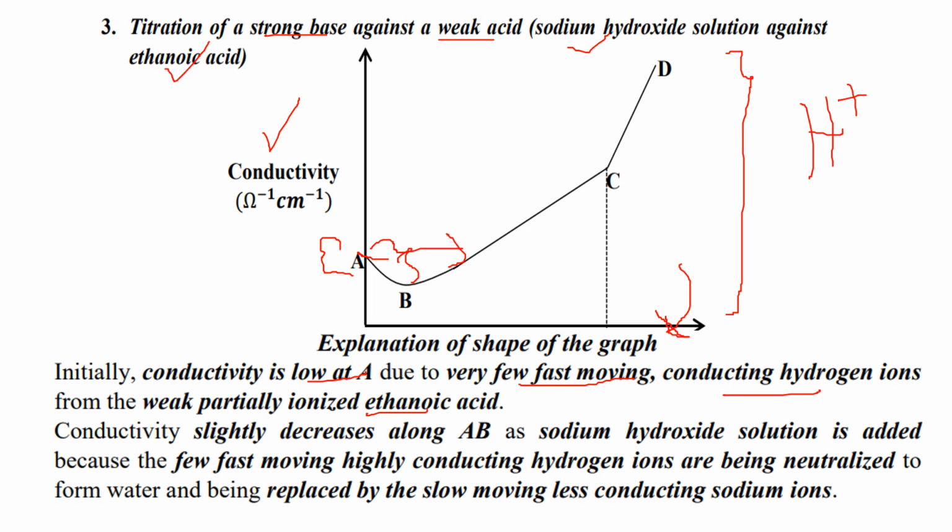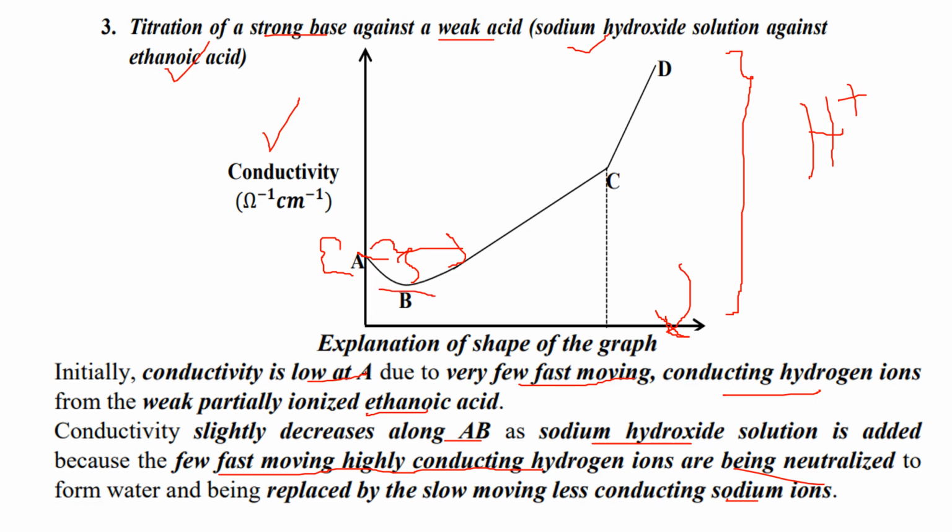So you see that conductivity decreases slightly along AB because as sodium hydroxide is being added, the fast moving highly conducting hydrogen ions from our weak acid are being neutralized to form water by the hydroxyl ions that are coming from sodium hydroxide. So what we shall be left with are the sodium ions after neutralizing, because the sodium hydroxide gives the hydroxyl ions to neutralize your acid, and then we remain with the sodium ions, which have a lower conductivity because they move slowly, their mobility is low, and therefore conductivity along B is also going to be low.